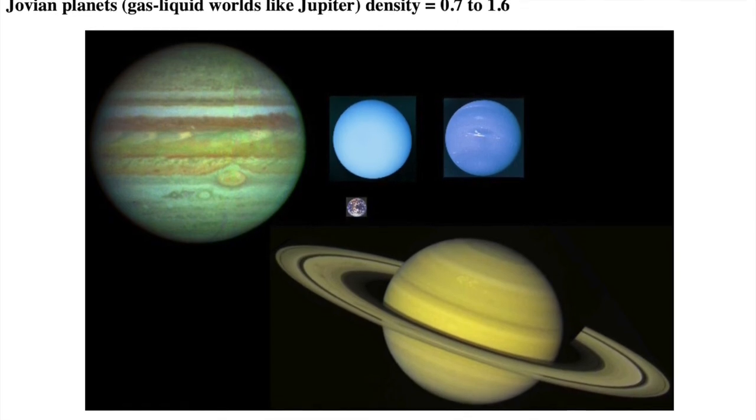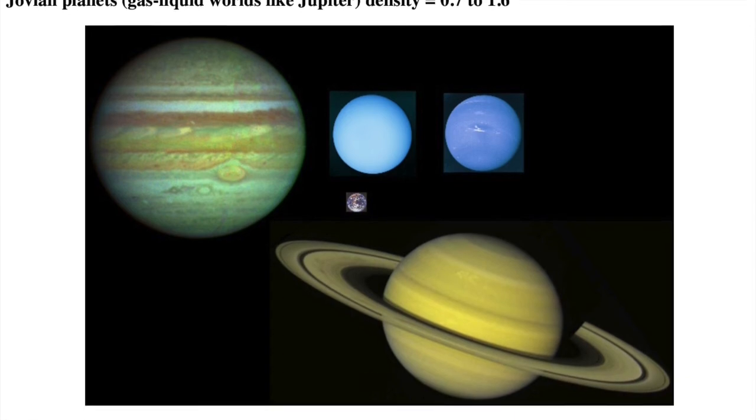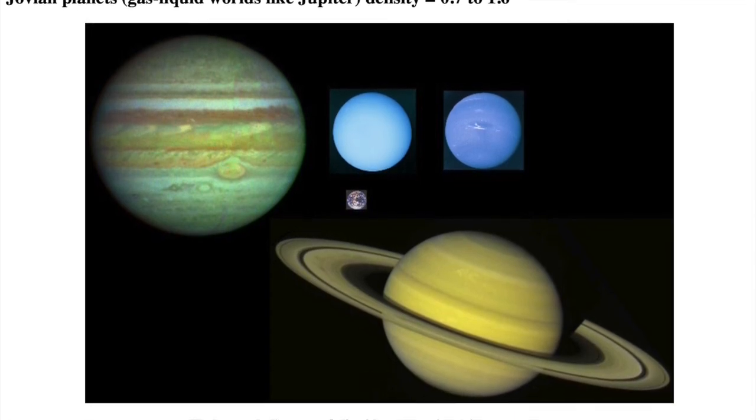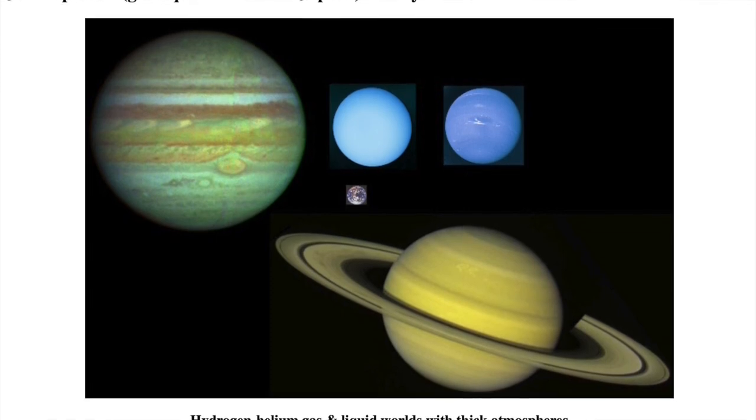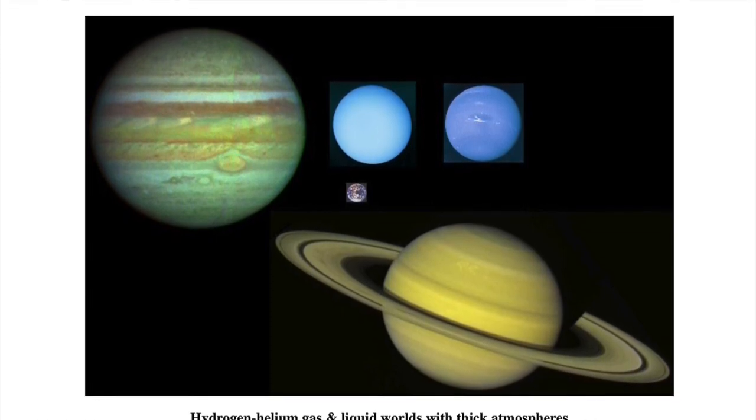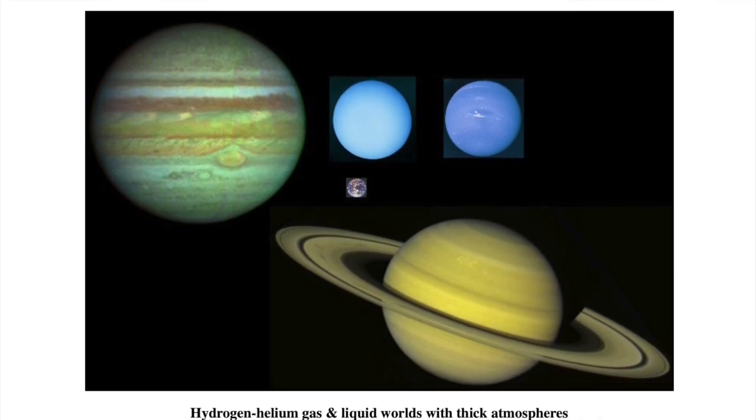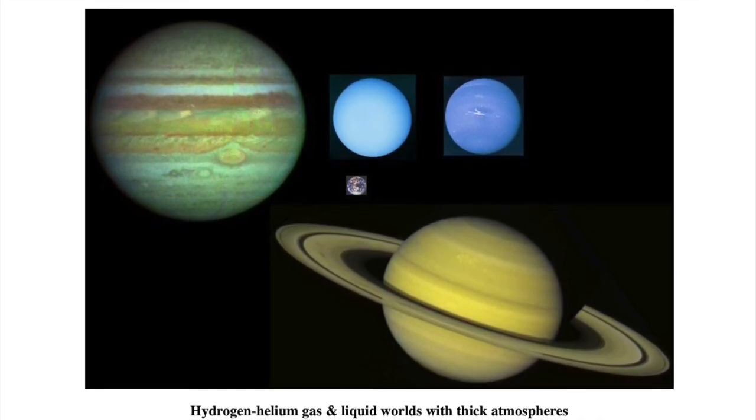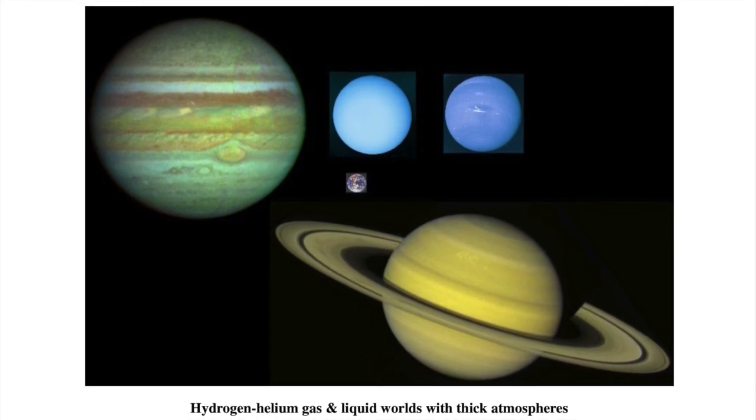The 4 outer planets in our solar system are Jovian planets, which means they are gas-liquid worlds like Jupiter. The Jovians in our solar system have densities ranging between just 0.7 for Saturn on up to just 1.6 for Neptune. Definitely not rock and iron. They are made of much lighter material, and spectroscopy of their atmospheres tells us they are hydrogen, helium, gas, and liquid worlds with thick atmospheres. That definition of a Jovian planet can be used anywhere in the galaxy.